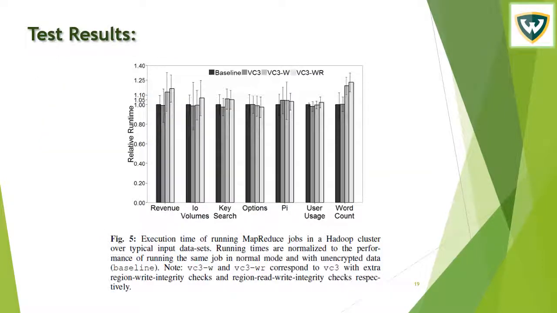This slide describes the performance overhead of VC3 against the baseline, which is the unencrypted MapReduce job without protection. We also have VC3-W, which is write integrity, and VC3-WR, which is the write-read integrity invariant check. As they reported, when the MapReduce job is protected by VC3, the average performance overhead of the whole job is negligible. But when they enable the VC3 write integrity, the performance overhead is 4.5%, and when they enable the VC3 write-read integrity invariant check, the performance overhead increased to 8%.